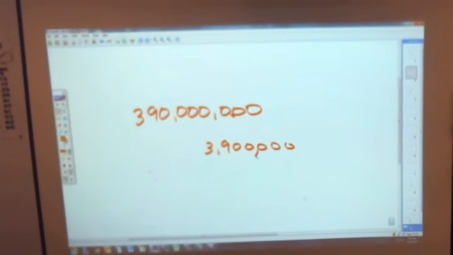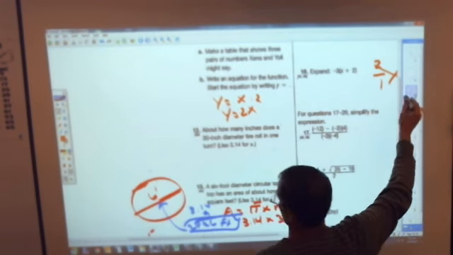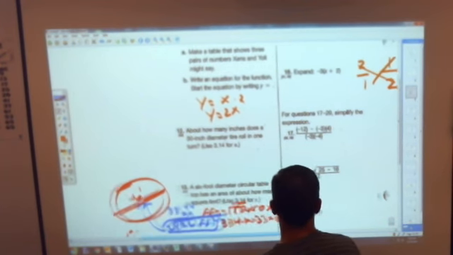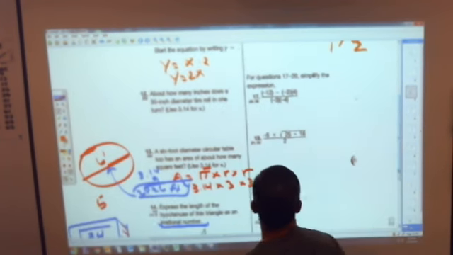Charles, can you do number 18? Is this the one? Oh yeah, I love 18. 18 is probably my favorite problem of the day.